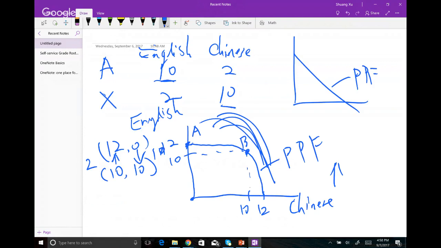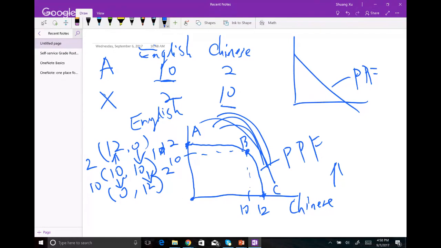Now, if you go a step further, let's call this point C. At point C, we have 0 English and 12 Chinese. Now, if you go from point B to point C, we gain 2 Chinese, but we give up 10 English papers. So now from point B to C, the ratio is reversed.